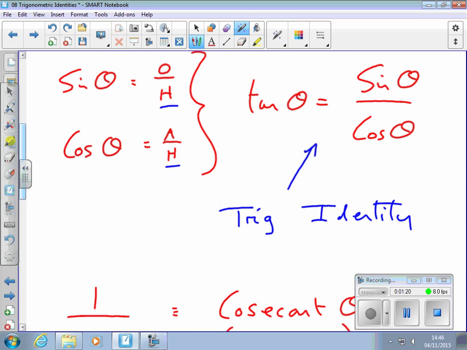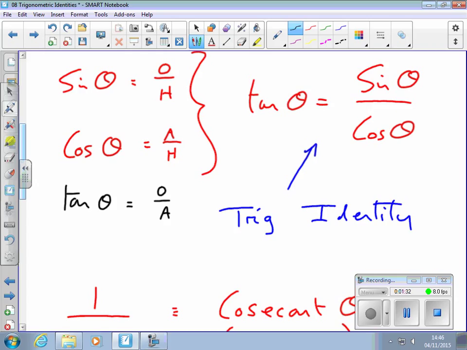So tangent of theta equals opposite over adjacent. We know that. Opposite over adjacent. But that equals, according to this, sine theta, which is opposite over hypotenuse, over cosine theta, which is adjacent over hypotenuse. So we can write that down, that tan theta equals this.